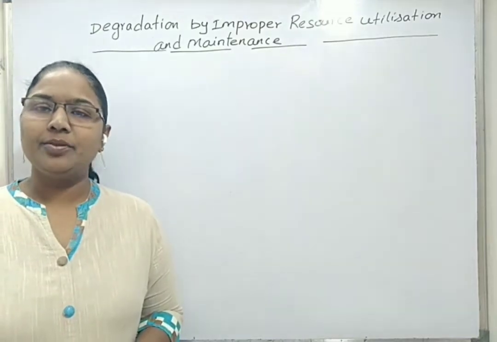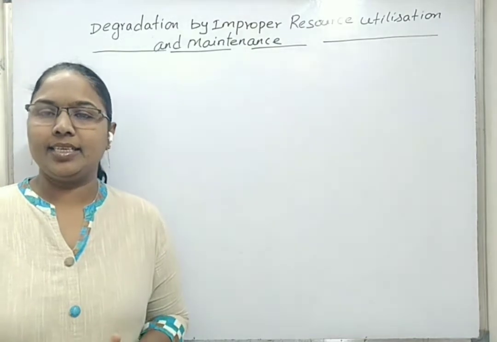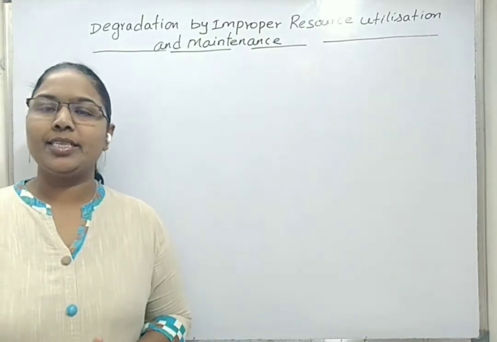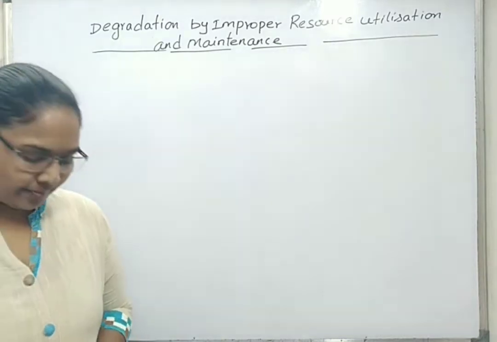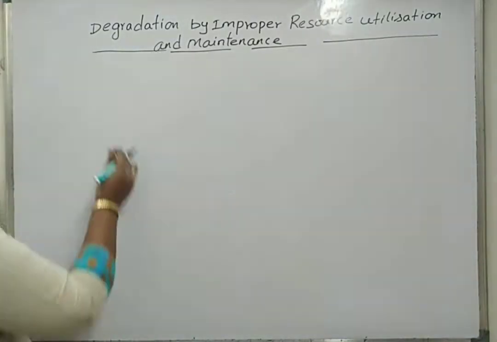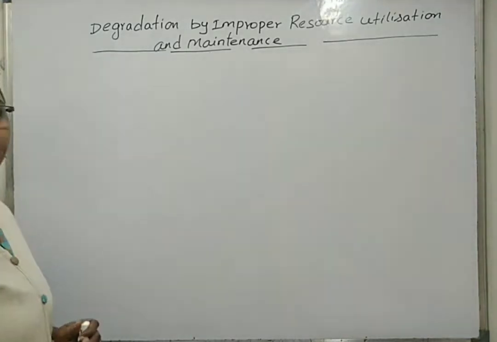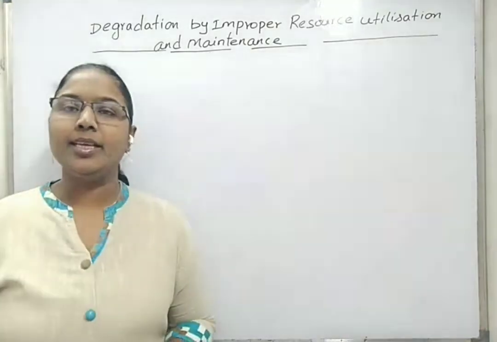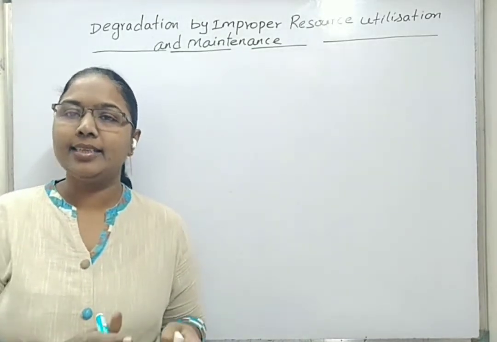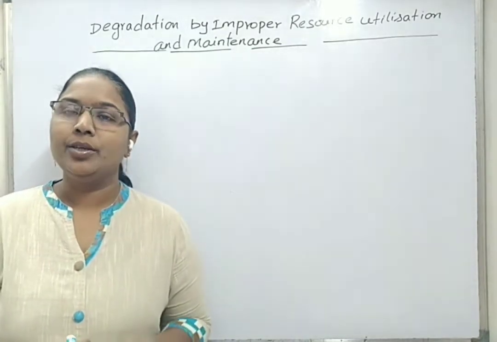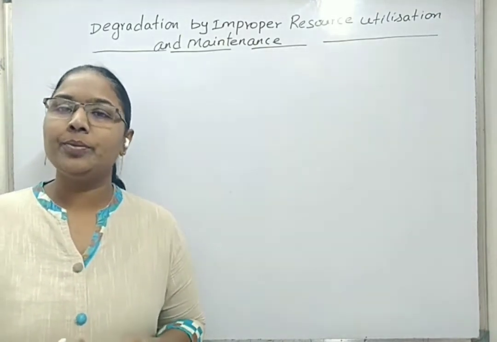Hello students, now we will discuss how natural resources are getting decreased by improper utilization and improper maintenance by human activities. That is explained under the heading degradation by improper resource utilization and maintenance. What does it mean? It means that natural resources are getting decreased or depleted not only by pollutants but also due to human activities.